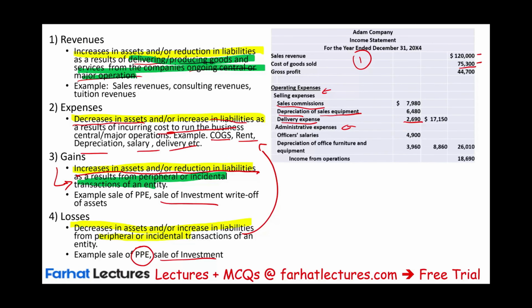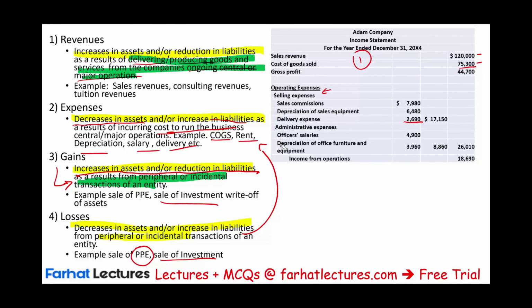Then we have administrative expenses. Administrative expenses are expenses that benefit the business overall. They don't only benefit sales, they benefit the overall operation, like officer salaries, depreciation of office furniture and equipment. You know, we might have a headquarters where we have our CEO, CFO, HR department, accounting department, all the support groups to sales. They would have office furniture. They will depreciate this. Well, that's administrative. Notice depreciation could be a selling expense, could also be an administrative expense, depending on what you are depreciating.